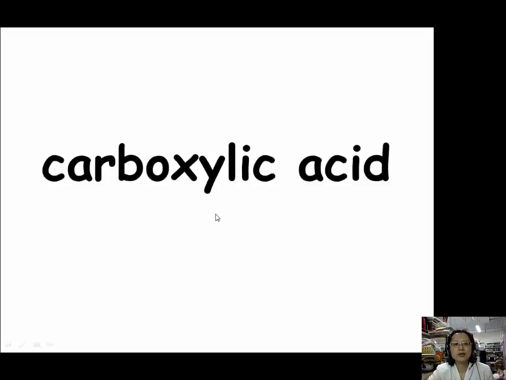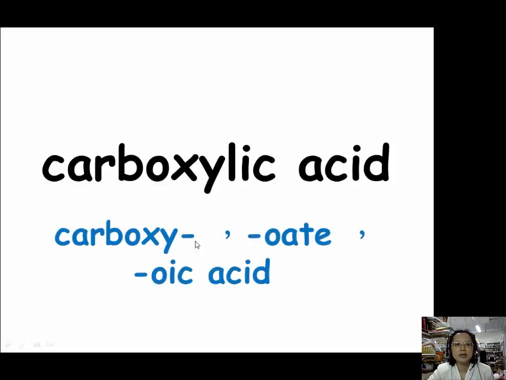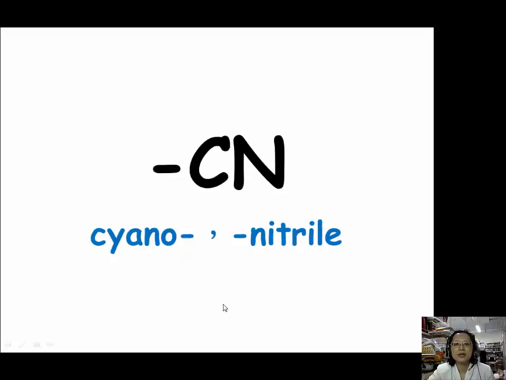Let's review what we've learned. For carboxylic acid, we have one prefix, that's carboxy, and the suffixes OATE or oic acid. For CN group, carbon and the nitrogen form the triple bond. For this functional group, we use the prefix cyano, or the suffix nitrile.